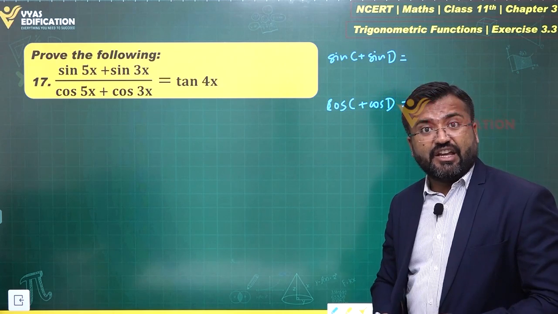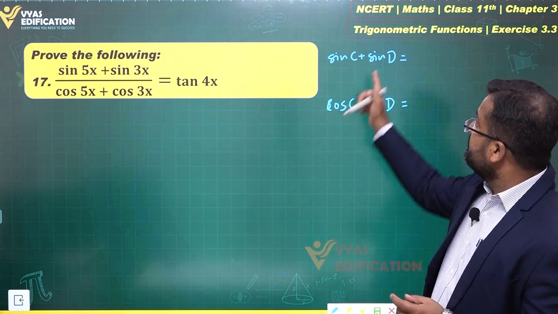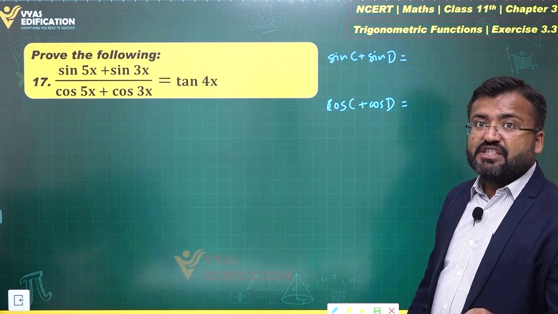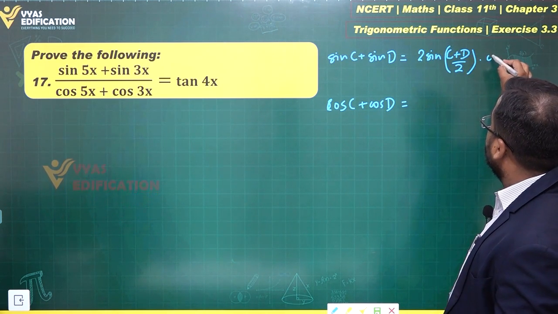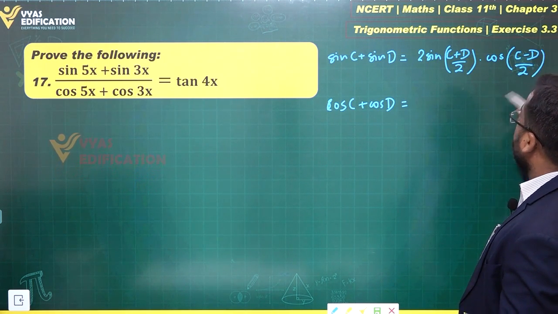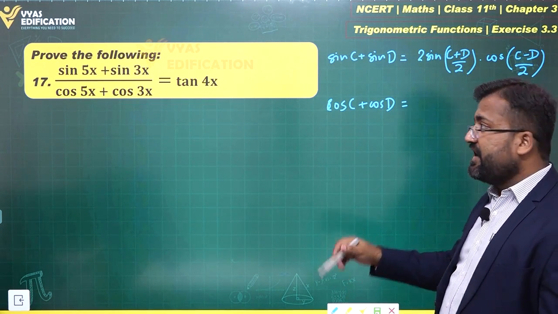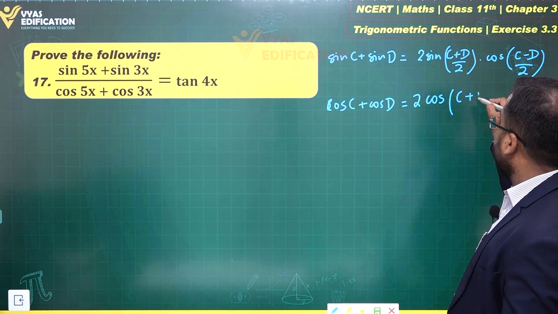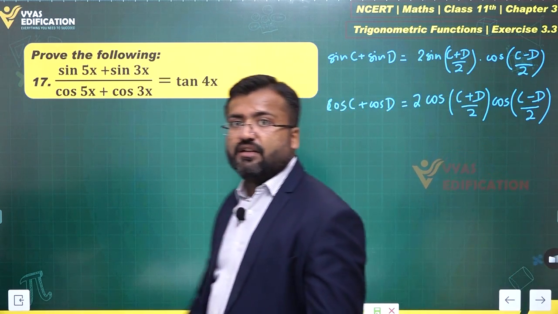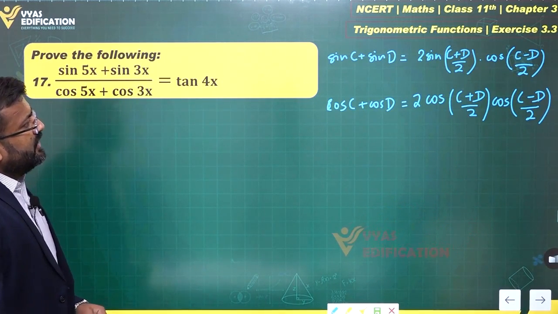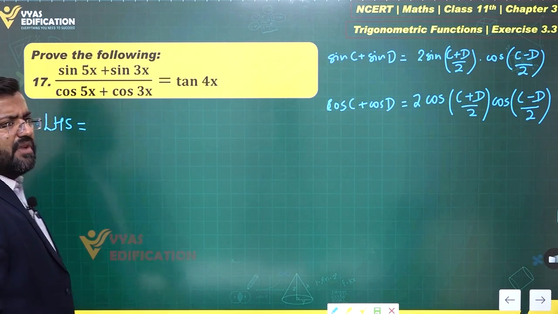what is sin C plus sin D equal to? Sin C plus sin D is equal to, sorry, 2 sin (C plus D)/2. This is a plus over here, right? Sine will come first: 2 sin (C plus D)/2 cos (C minus D)/2. In case of cos, since you have cos C plus cos D, what you'll get is 2 cos (C plus D)/2 cos (C minus D)/2. That's what will be required. So, after you have this clear, let's try to simplify the LHS and maybe get the RHS after that.